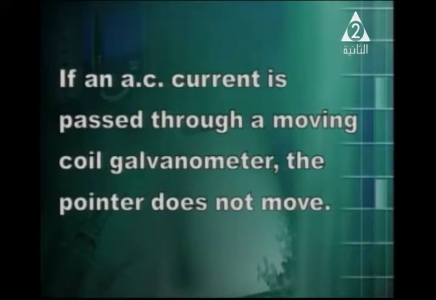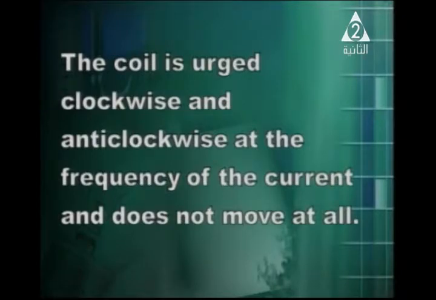Don't ever forget that the galvanometer is based on the magnetic effect, which depends on the direction of the current. The coil is urged clockwise and anti-clockwise because the current reverses direction at the frequency of the current, and does not move at all. So the coil will be pushed to move in one direction and then in the opposite direction with high frequency, but it cannot perform this, so it just records the average, which is 0.